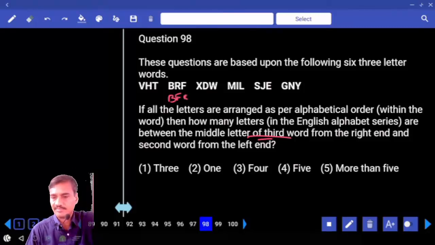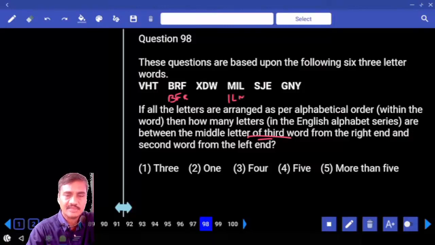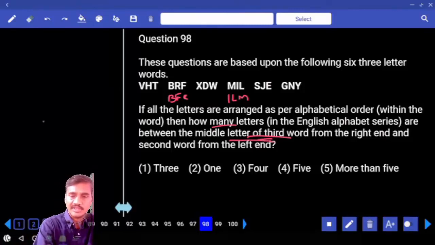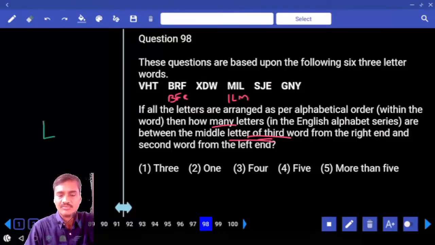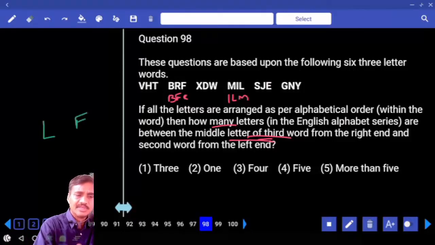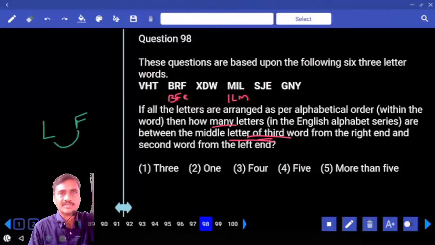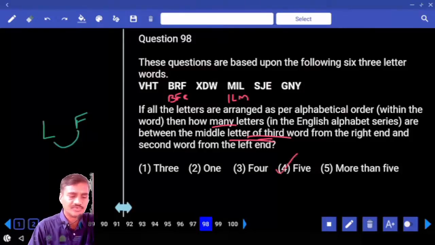And the middle of the third word from the right, M-I-L, will become I-L-M. Right? Now what did the question ask? All the letters are arranged in alphabetical order, and how many letters are there in between the middle letter of the third word from the right, that is L, and the middle letter of the second word from the left, F? How many are there between F and L? 12 minus 6 is 6, 6 minus 1, 5. That is choice 4, 98.